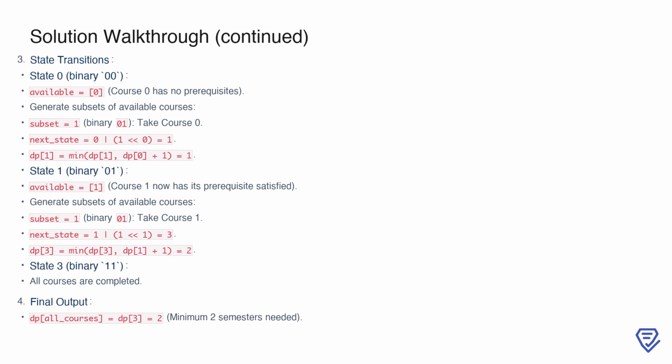Next is state 1, where only course 0 is completed. Here, course 1 becomes available because its prerequisite, course 0, is satisfied. Taking course 1 corresponds to the subset 1 in binary, resulting in a next_state where both courses are completed. We update DP[3] to 2 semesters. Finally, in state 3, all courses are completed, so no further action is needed. The minimum number of semesters to complete all courses, stored in DP[all_courses], is 2.